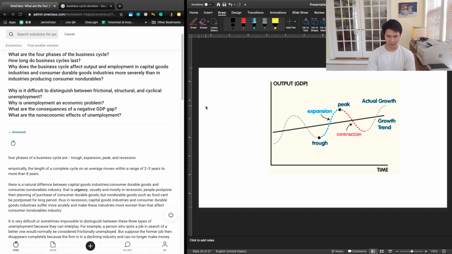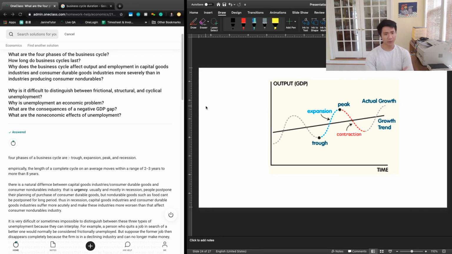Frictional unemployment refers to unemployment as a result of the job search. So it's unemployment in an economy where even if there were only 100 workers and there were exactly 100 jobs, where you might say there should be no unemployment because there's exactly enough jobs for anybody who wants one.